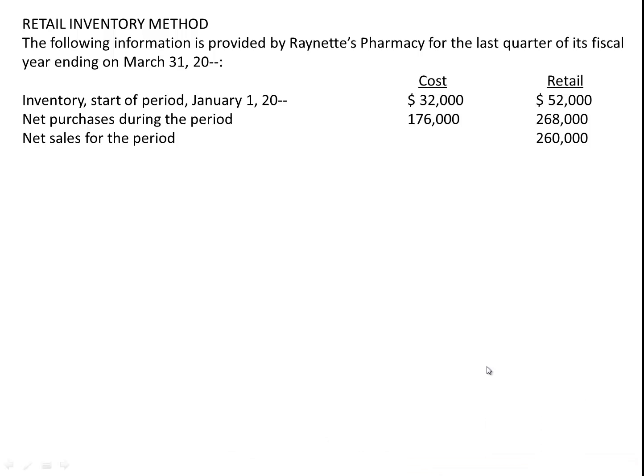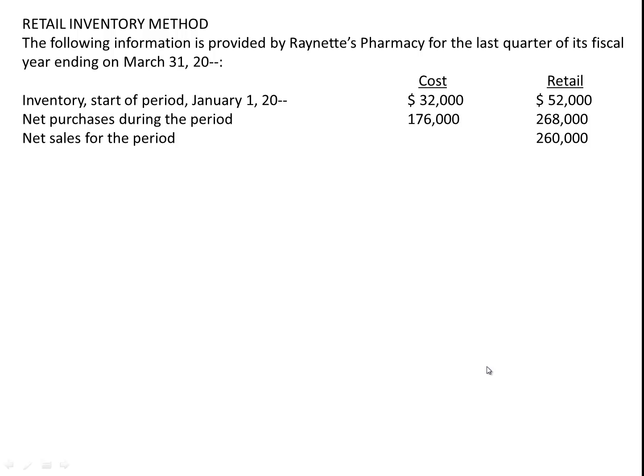In this example, we're going to look at another way to estimate our cost of goods sold, and we're going to look at the retail inventory method. There are several retail businesses out there, such as department and clothing stores, who use this variation of the gross profit method, and they use it to calculate their cost of goods sold and their ending inventory.